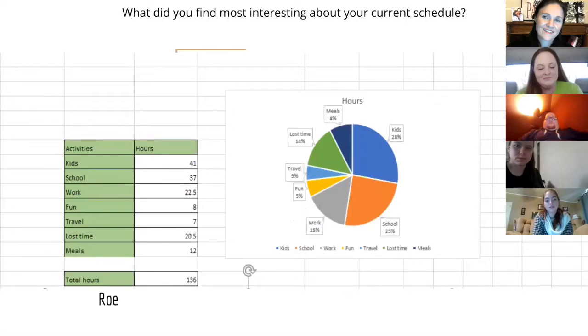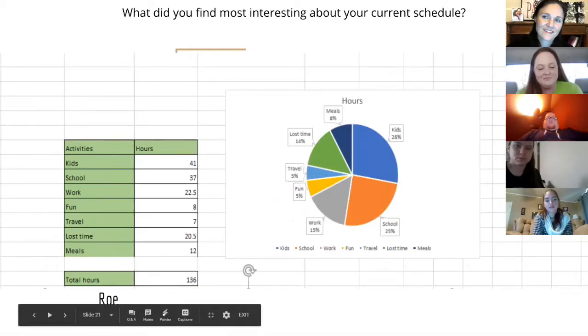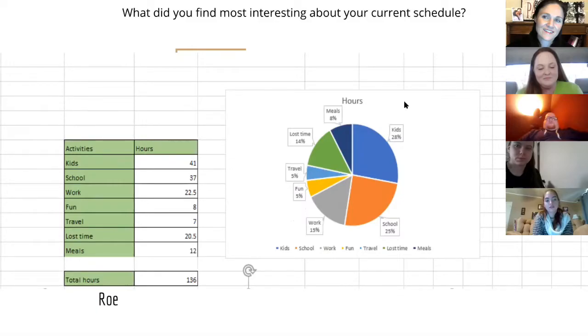What did you find most interesting about your current schedule, Ro? Okay, so if you take a look at my chart here, I discovered while doing my observation that I'm missing 20 hours. I don't know if it's between travel or maybe it's in between classes or a combination of these things, but that's 20 hours of lost time here, which makes up about 14% of my time in total. The rest you can see is balanced mostly between children and school, and I don't see that changing.